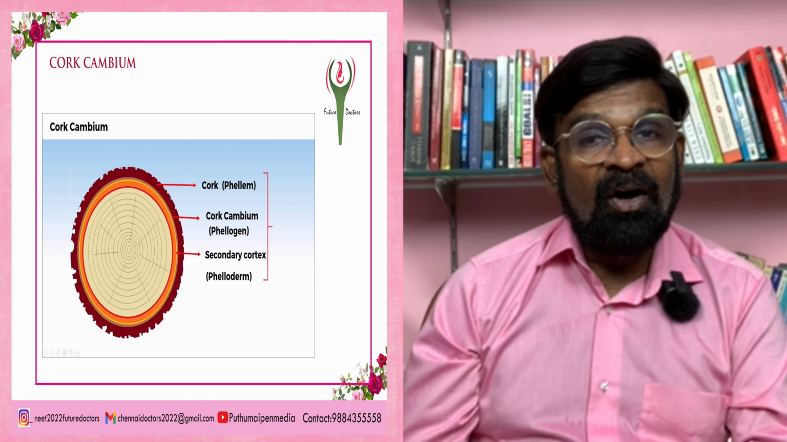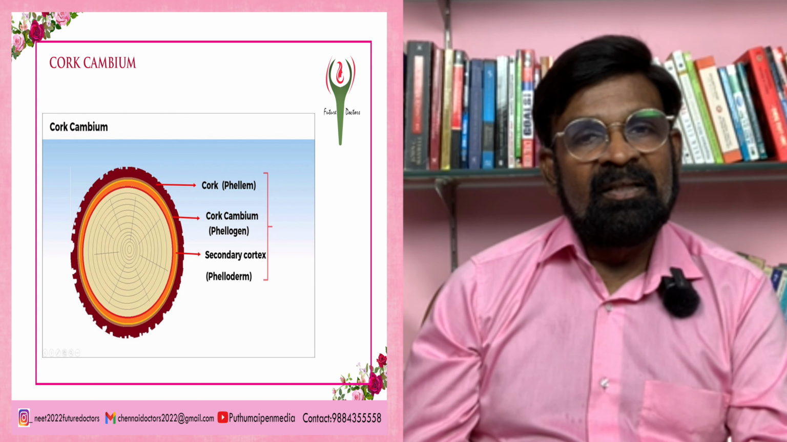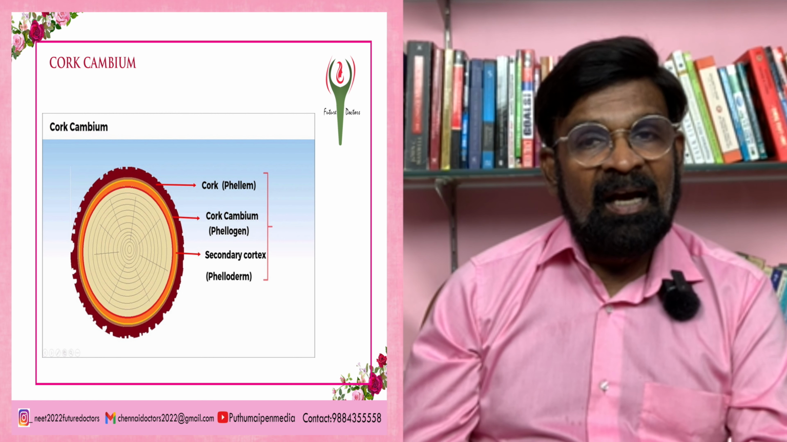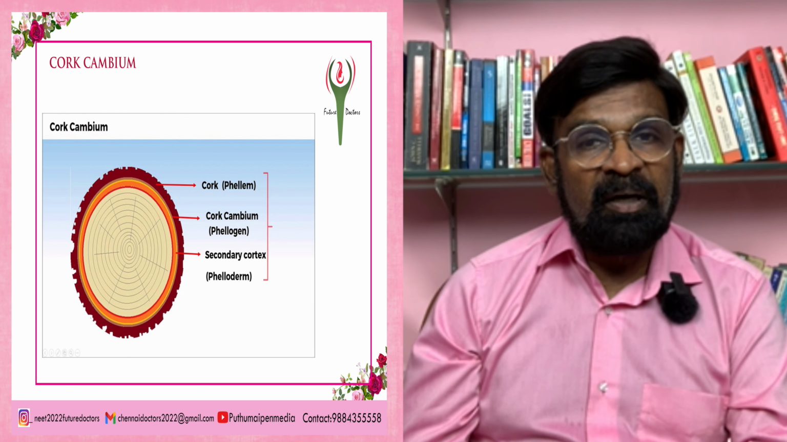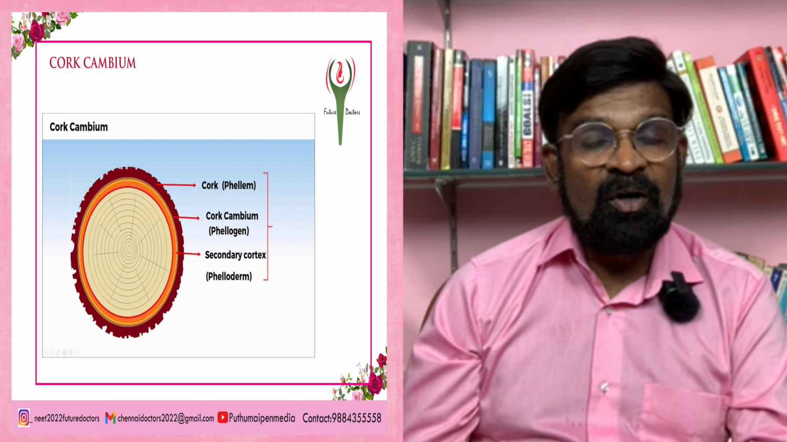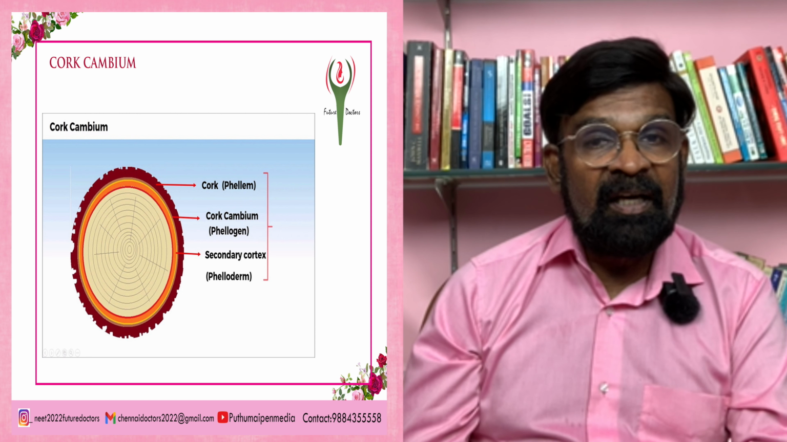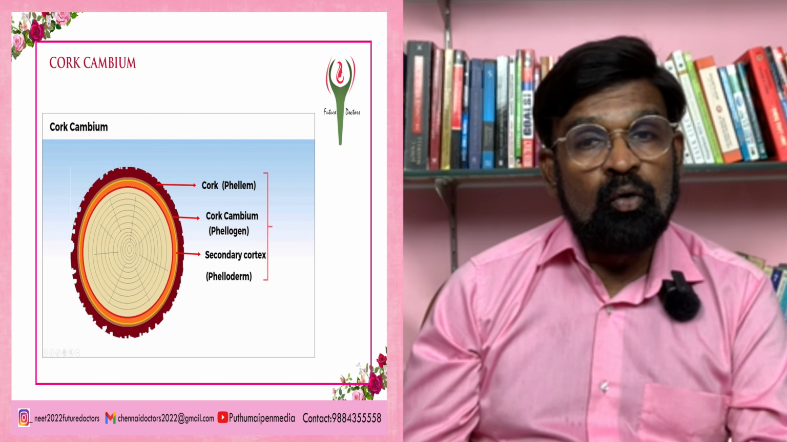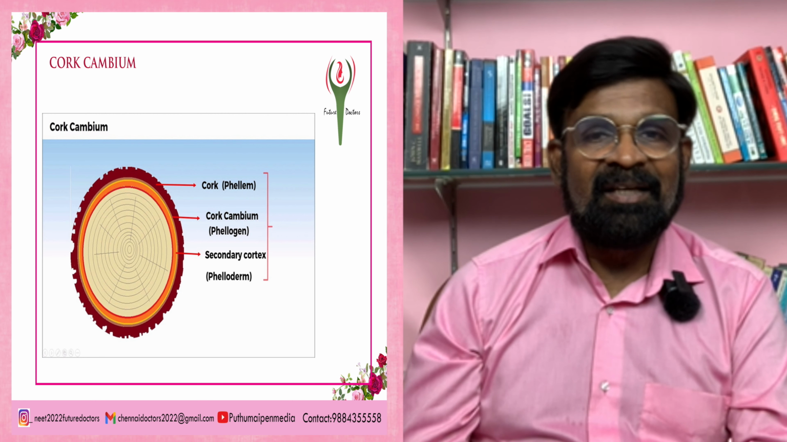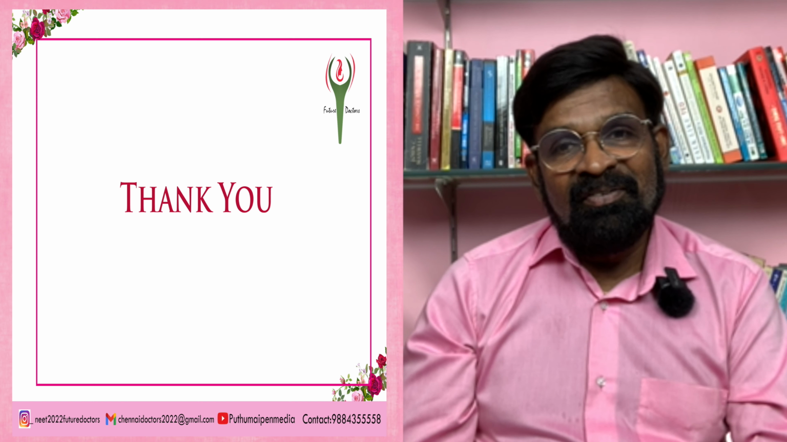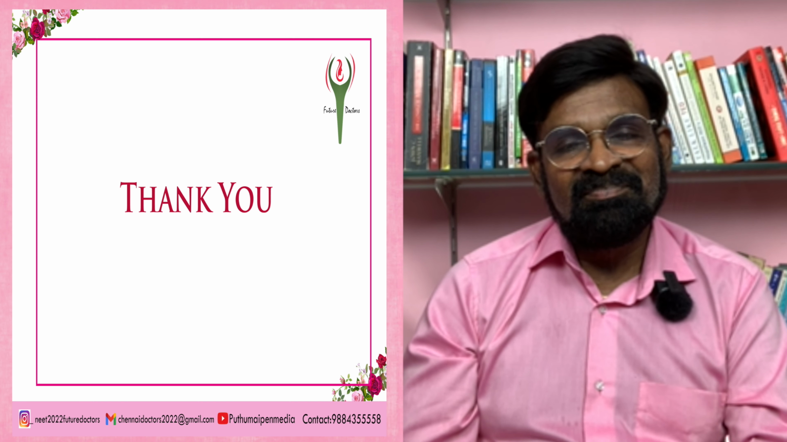Formation of cork cambium. The pericycle layer after a few divisions becomes converted into a secondary meristem called cork cambium or phellogen. The cells of the phellogen divide both towards the outside as well as inside. That finishes the anatomy of plants.